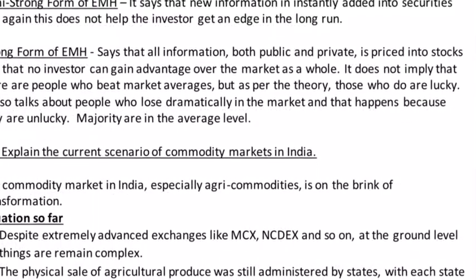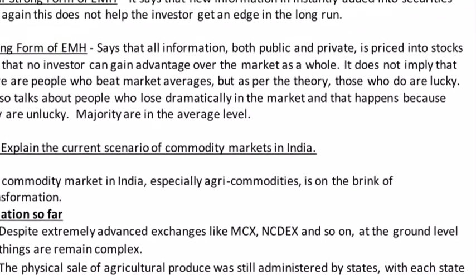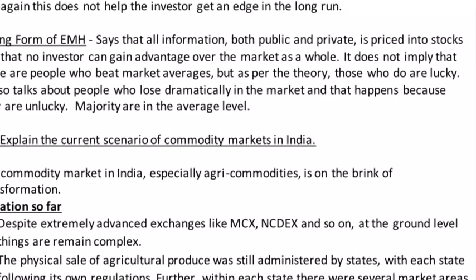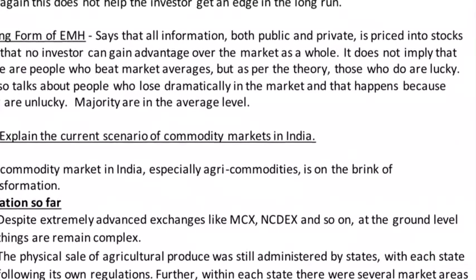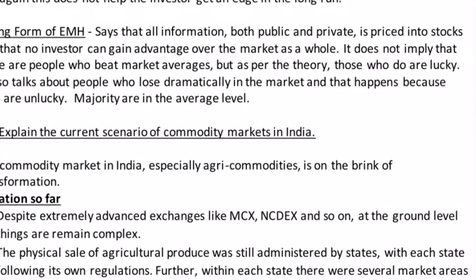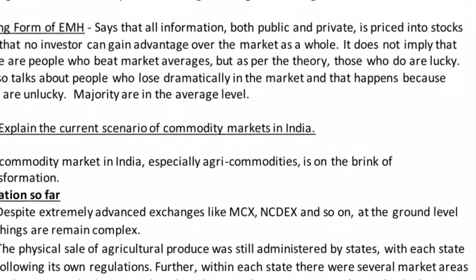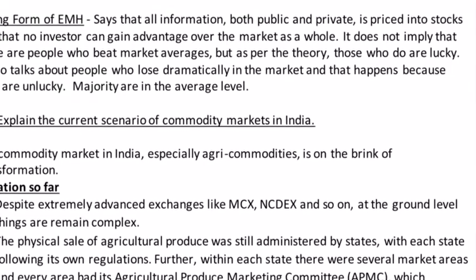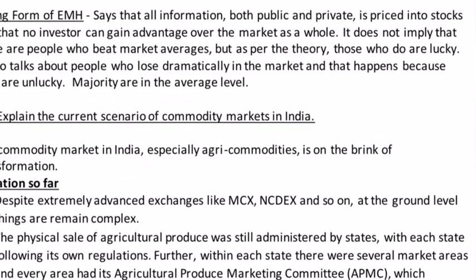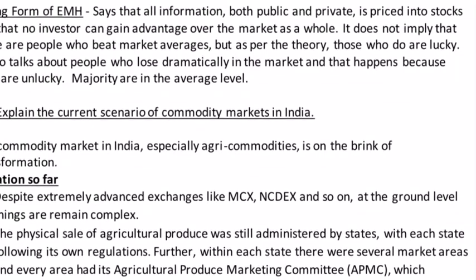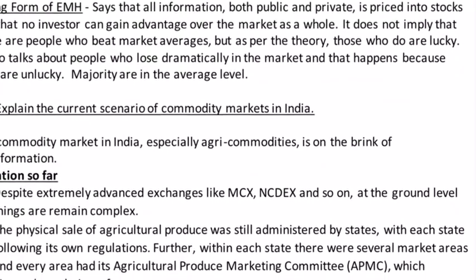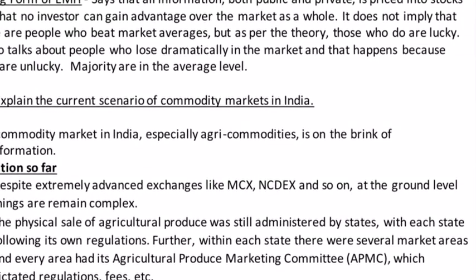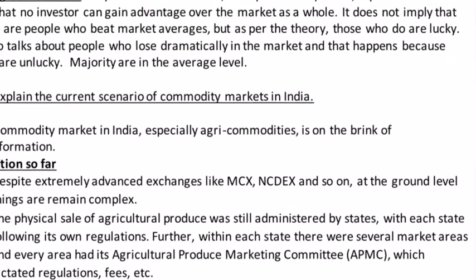Now the semi-strong form says that any new information is instantaneously added into the securities. I mean, they immediately react to any new information regarding the security. So again, with this, the investors don't get any particular help. I mean, they don't get an edge using this in the long run. And finally, the strong form of EMH says that all information, I mean past, present, and whatever is forecast, both in public and private domain, is priced into the stocks. Okay, and no investor has a particular advantage in comparison to others.